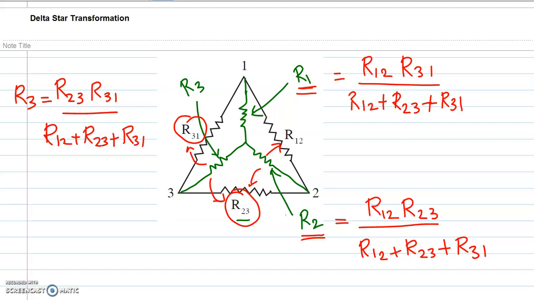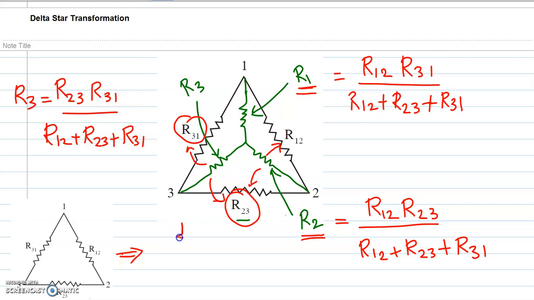So it is very easy to convert a delta connected system to a star connected system. Therefore, your equivalent delta connected system has been converted to a star with the resistance values R1, R2 and R3.